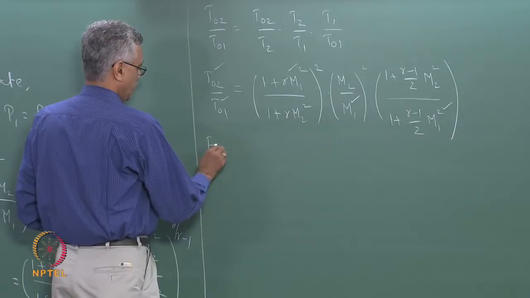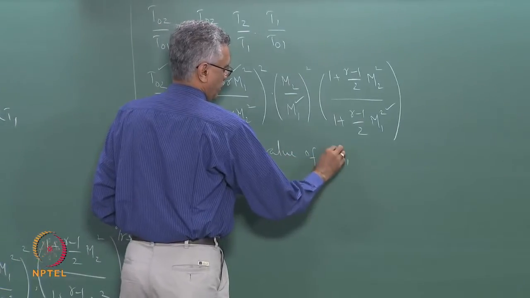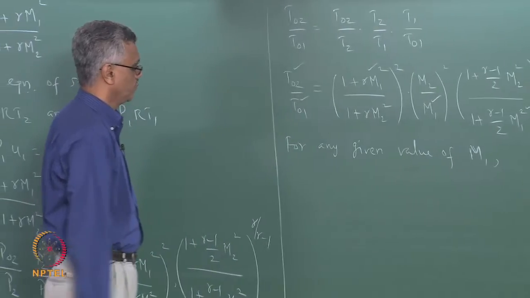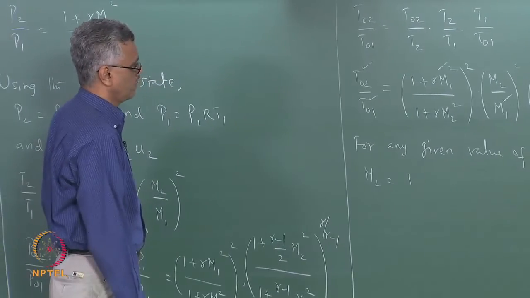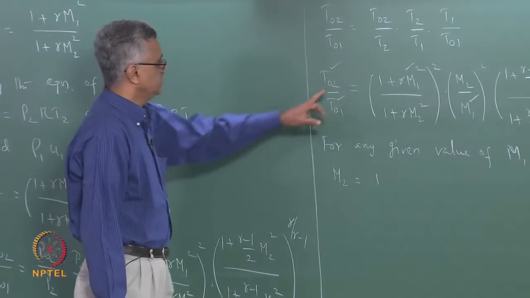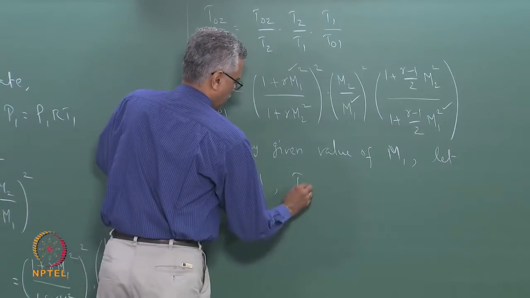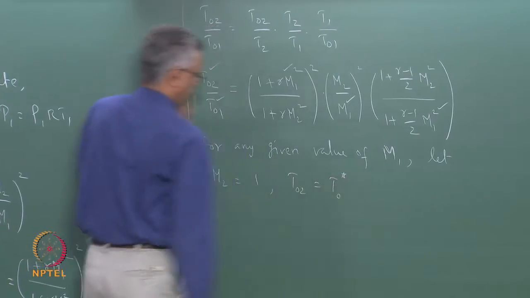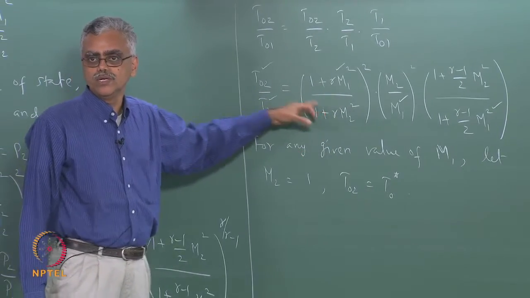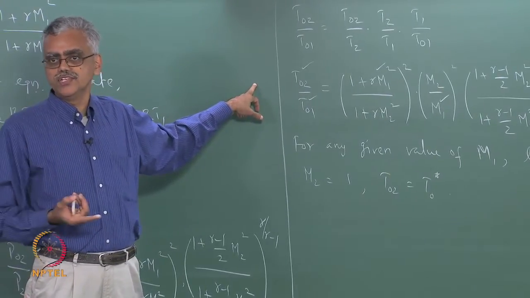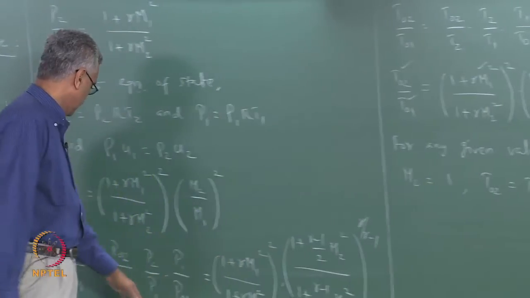So for any given value of M1, let M2 be equal to 1. So if I let M2 be equal to 1, then this equation is simplified. T02 then becomes equal to T0 star, right? So then there is nothing for me to solve. There is no equation to solve because I have let M2 equal to 1. I can directly evaluate T0 star. I am not solving for T0 star. I am evaluating T0 star from this. I know T0 star from this. I can calculate all the other quantities also setting M2 equal to 1.